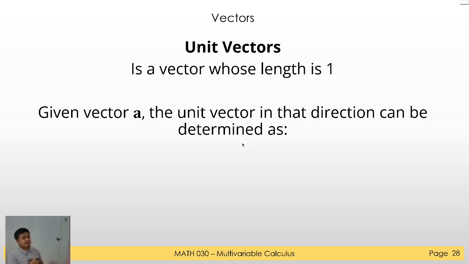Okay, so let's discuss the unit vectors. Basically, unit vectors are vectors with a length of 1. Let's say you have a given vector, you can find a unit vector associated with that direction using this formula. What does that mean? Given a vector A, just divide the vector A by its length, and it will become the unit vector U.